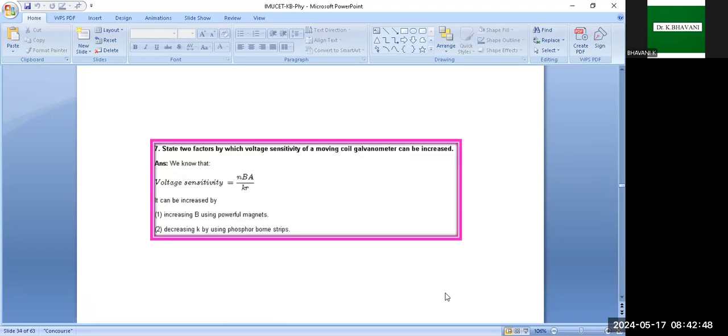State two factors by which the voltage sensitivity of the moving coil galvanometer can be increased. Voltage sensitivity, this is the formula, and it can be increased by increasing B using a powerful magnet and decreasing K by using phosphor bronze strips.